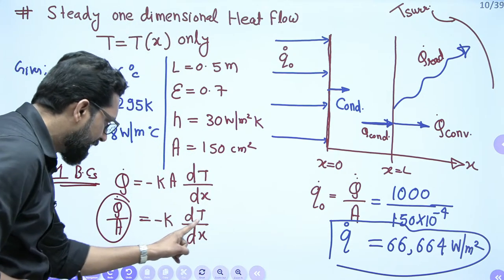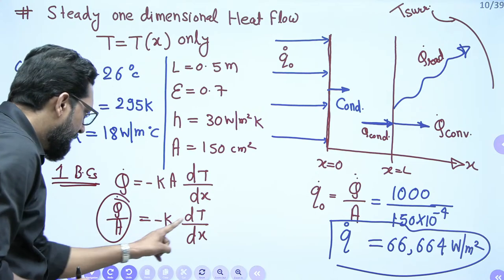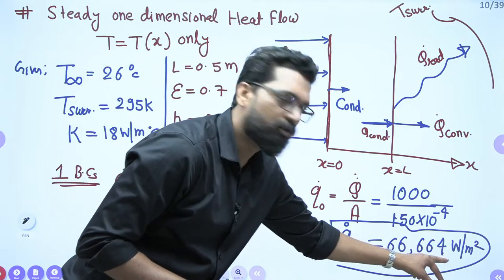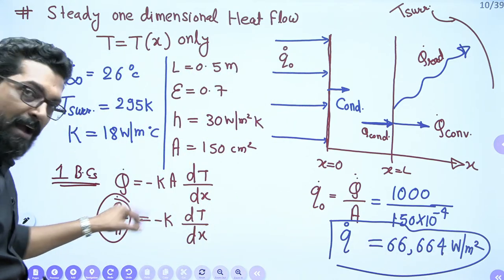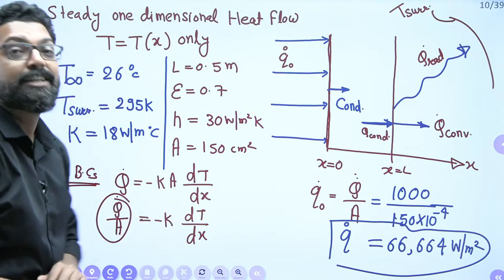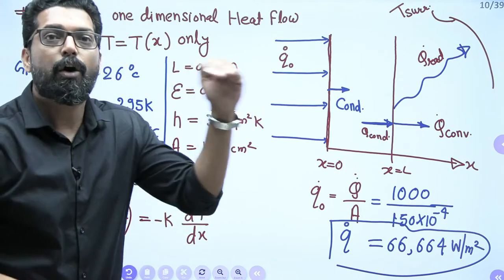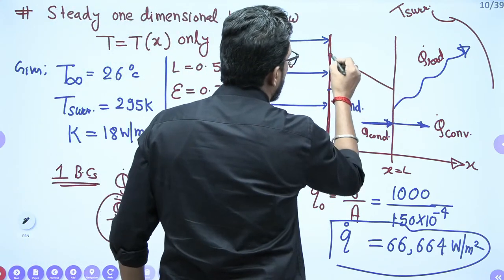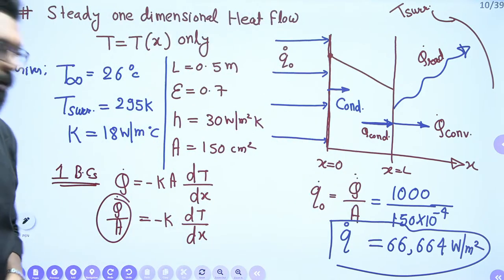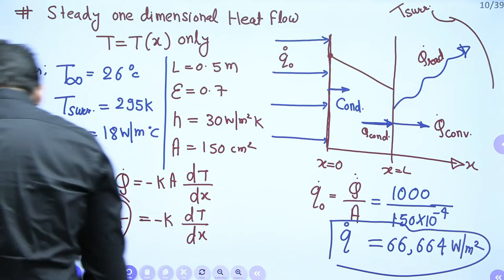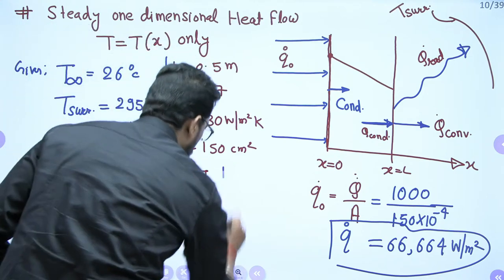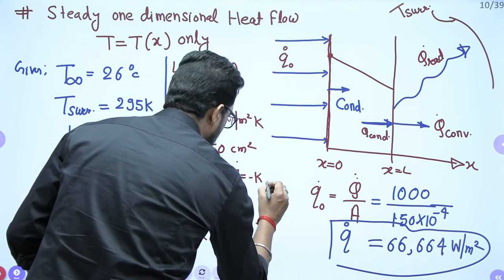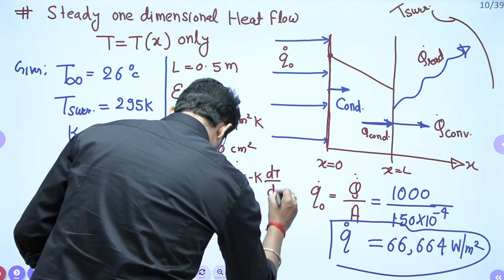That means dT over dx equals the flux divided by k, with a minus sign. This value, 6666.4, you divide by k. So in terms of minus, dT over dx is the gradient of the temperature slope at this point. From this one, this is your q, that means q dot is equal to minus k dT over dx.